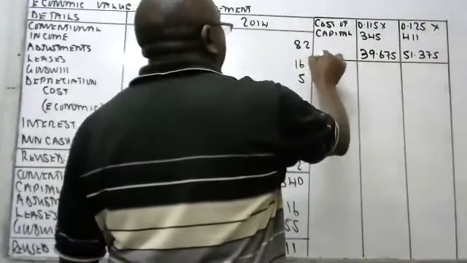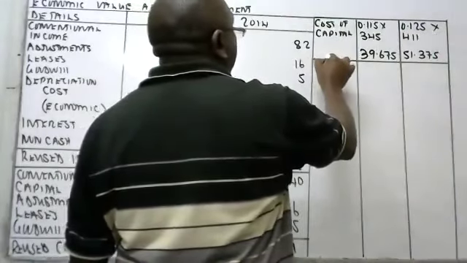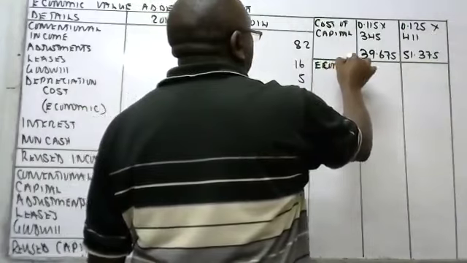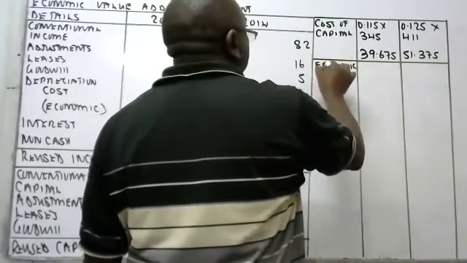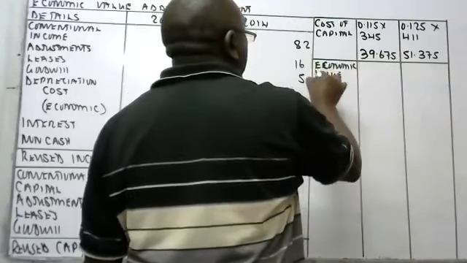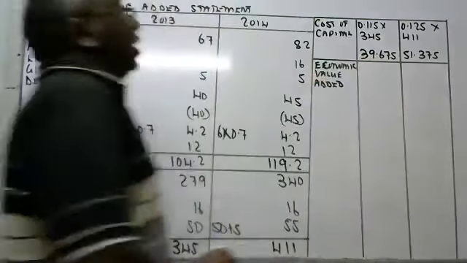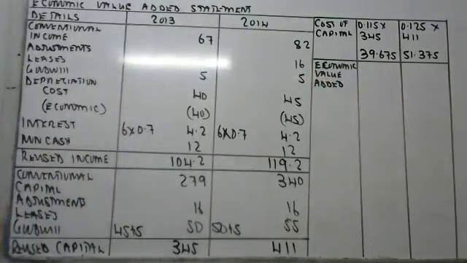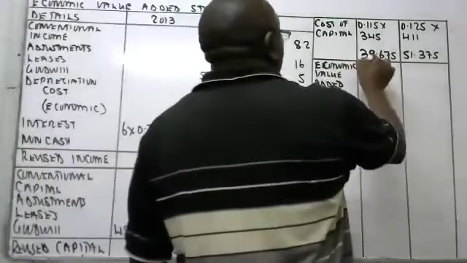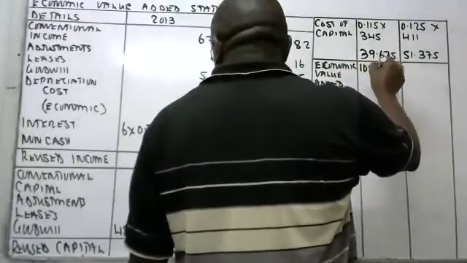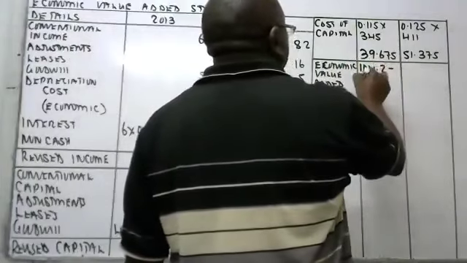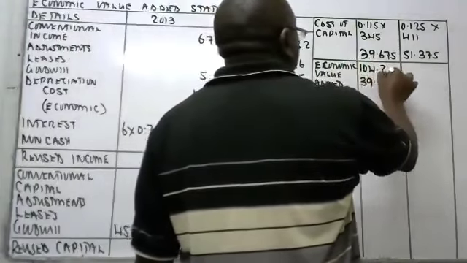Then finally, economic value added. Economic value added, same as before, it is the based income. So it is 104.2 minus that 9.675.